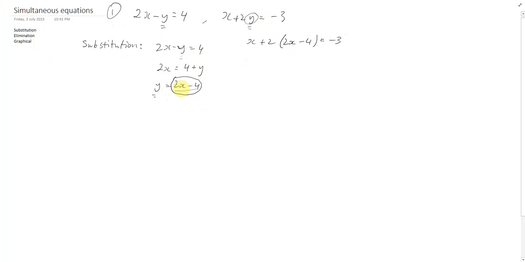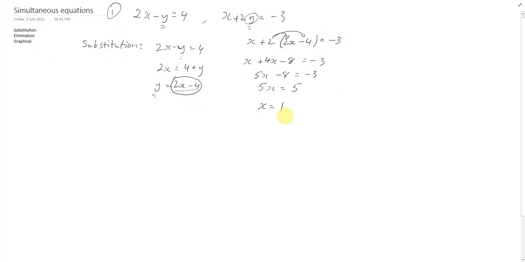So what I've done is substituted in y from one equation into the other equation. And now I'm left only with x's in here, so I can solve this. x plus, now expanding my brackets, that's 2 times that and 2 times that, 4x minus 8 equals minus 3. So on this side I've got 5x minus 8 equals minus 3. I'll add 8 to both sides, equals 5. Divide both sides by 5 gives x equals 1.